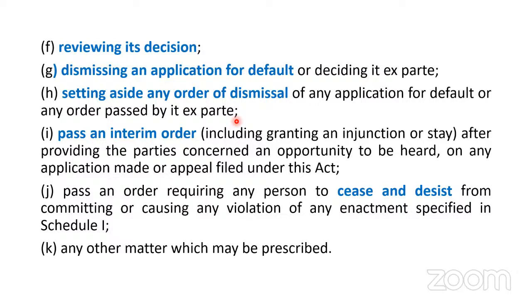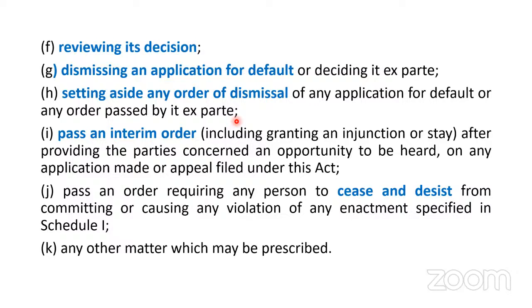Dismissing an application for default or deciding it ex parte. So if they have defaulted or gone ex parte, you have all the powers to dismiss the application. Setting aside any order of dismissal of an application for default or any order passed by it ex parte. Okay. So next, pass an interim order, which includes granting an injunction or stay. You know interim order means they give a temporary order. Either they will give an injunction or they will give a stay. Okay? But this is provided after giving sufficient opportunity for both the parties to be heard.